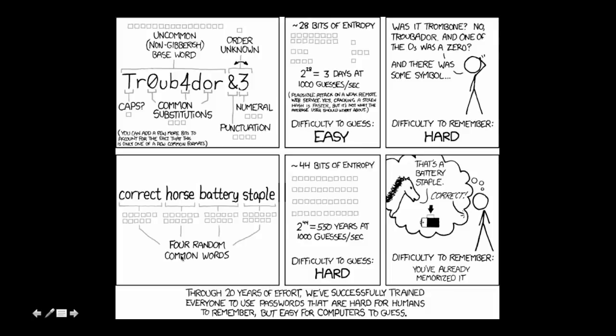On the other hand, here we have a system with 4 common words. This is even more secure than the examples that we were looking at in the previous slides. And those 4 words together are pretty easy for a person to remember. Those have 44 bits of entropy, even if they're all in lowercase, which would take 550 years to guess, even at that very insecure 1,000 guesses per second. So this kind of password is extremely hard for a computer to guess, but very easy for a person to remember. And here's a little picture of a person memorizing this correct horse battery staple password.